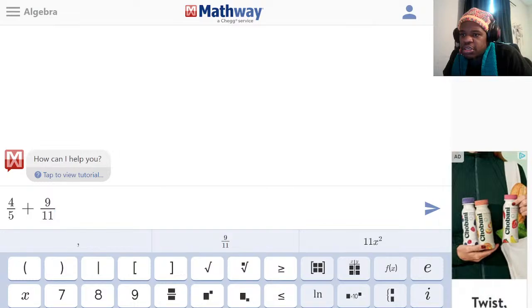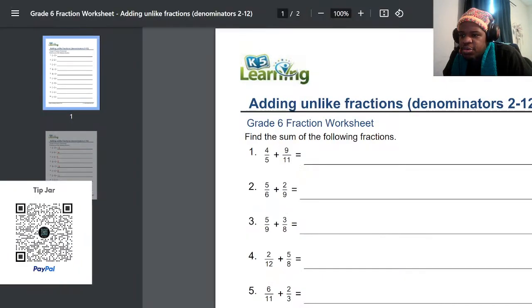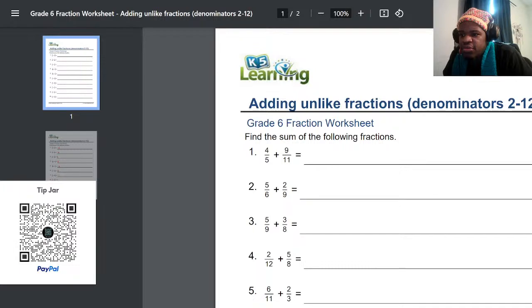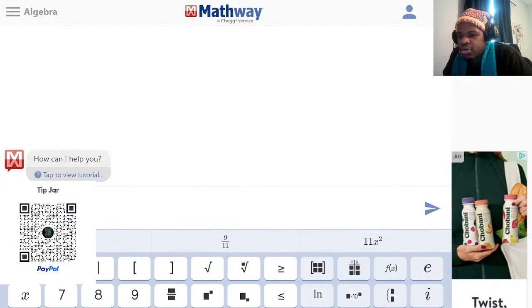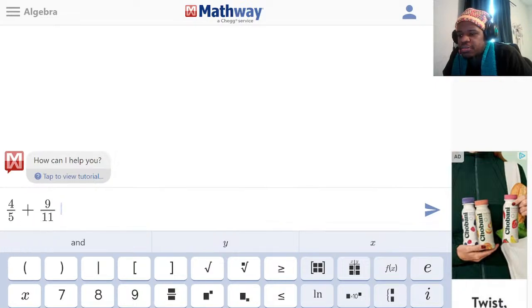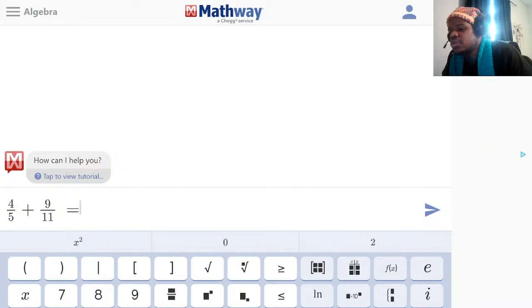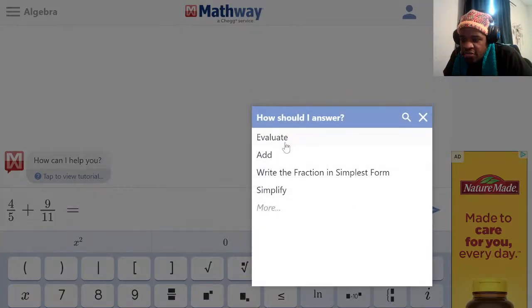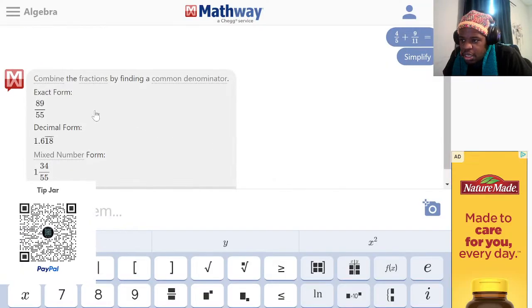Again, always check your problem. You don't want to be wrong from writing it down. So yeah, 9 over 11, 4 over 5. Yep. And then we're going to get that space out of there. And we're going to put an equal sign because the problem has the equal sign. And we're going to click next. And then you have the option to evaluate, add, write in simplest form, simplify. I always go with simplify. And there we go. It broke it down for us.